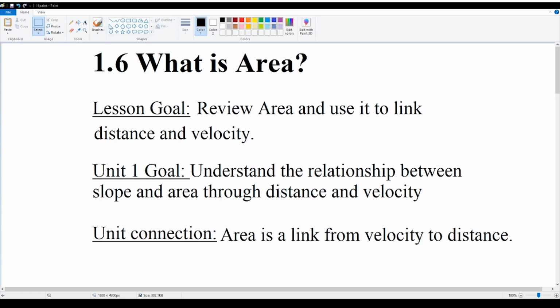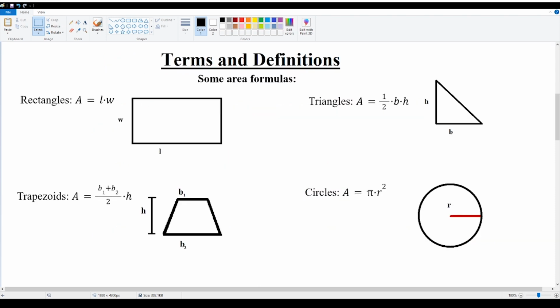Lesson 1.6 is going to be looking at some different area formulas for review with the purpose of linking it to velocity graphs and finding total distance and displacement. Before we look at the graphs, just a couple of refreshers. The first thing is some area formulas here.